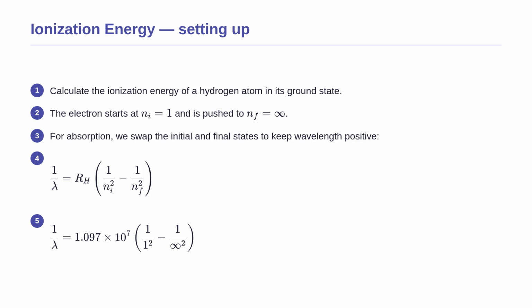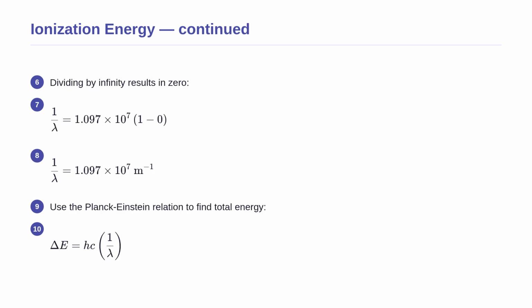We plug in 1 and infinity for our orbits. In mathematics, dividing any finite number by infinity results in 0. This means the term representing the final state completely vanishes, leaving just 1 minus 0 inside the parenthesis. Physically, this means at an infinite distance, the electron feels 0 pull from the nucleus. The wave number is exactly equal to the Rydberg constant.